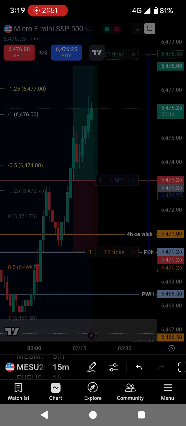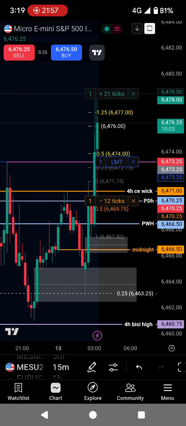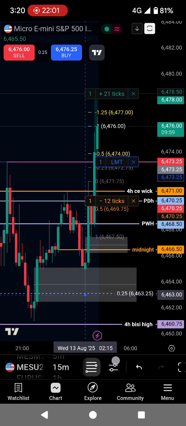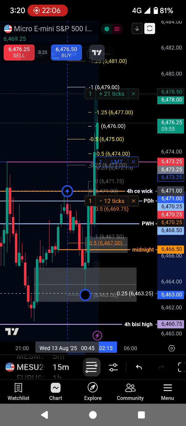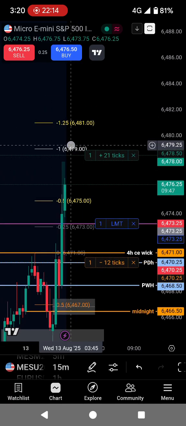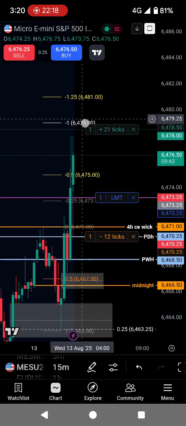15-minute chart. Going to see if I can pull any Fibonacci point out. Okay, the Fibonacci point I can pull is from here to here. When I pull it from here to here, you can see a negative one level is here. So from here to here, negative one level.